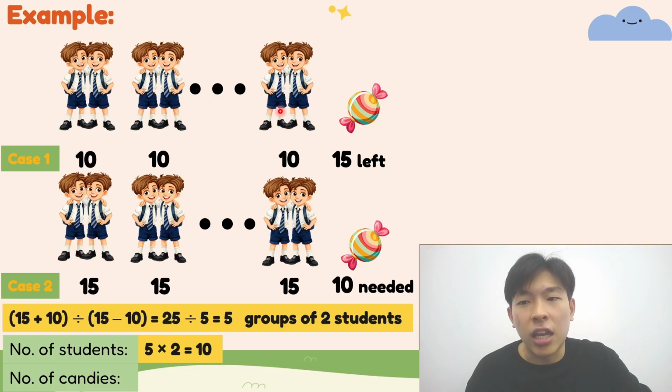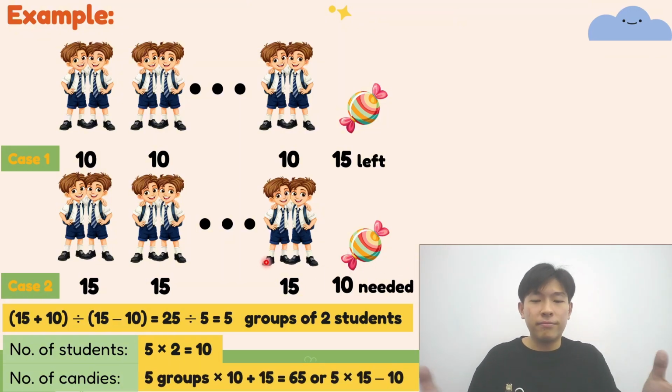Now, how to find the number of candies then? The best way here is to just take them as groups, because we know how many groups there are. We know that we have 5 groups. Every group has 10 candies. So, all we need to do is just 5 times 10 and plus 15. Or 5 times 15. What should we do with the needed 10? Minus 10. Perfect. So, that's all.